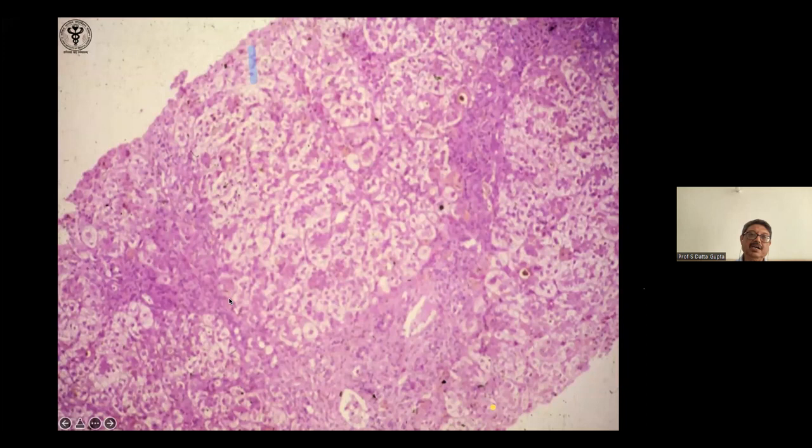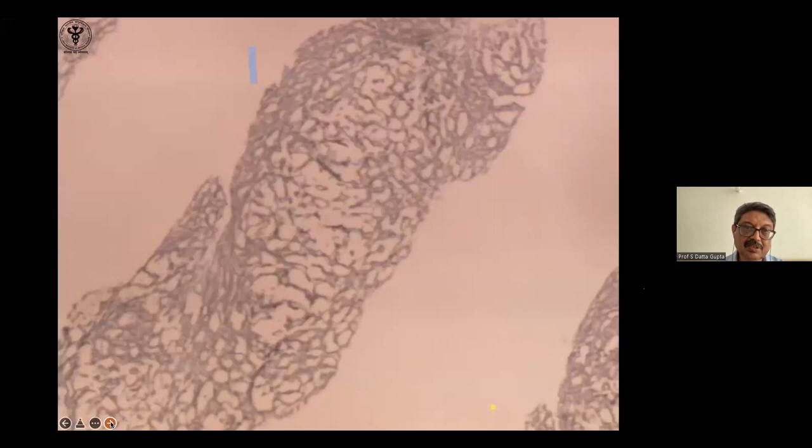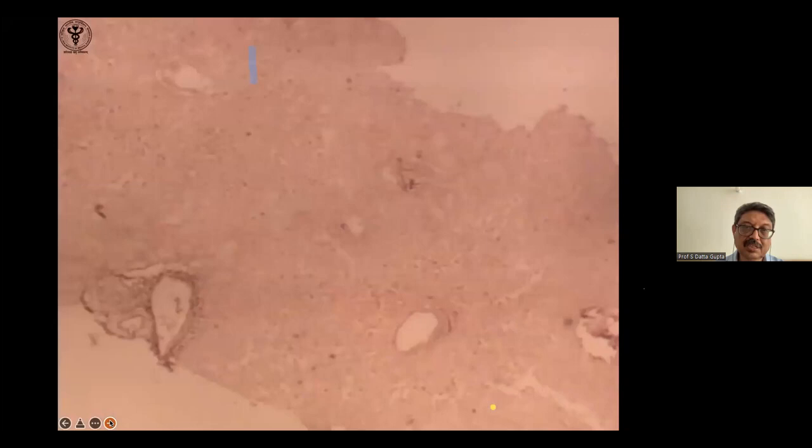These are necrotic areas. Okay, this is the reticulin stain. This is the Masson's. This is once again to show you that the elastic tissue will be absent there and the orcein stain will be negative.